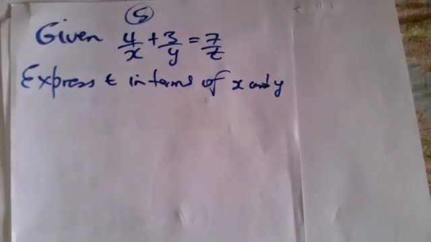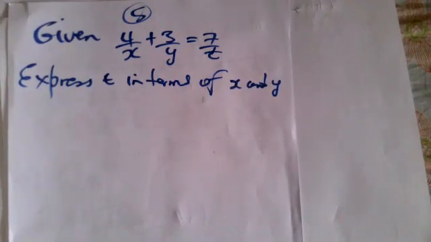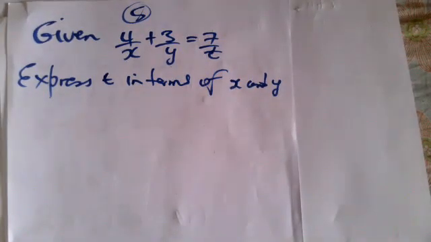This one says, given that 4 over x plus 3 over y is equal to 7 over t, we're supposed to make t the subject of the formula. Go ahead and do it. It's a team effort, all right, guys? We need to compare answers.